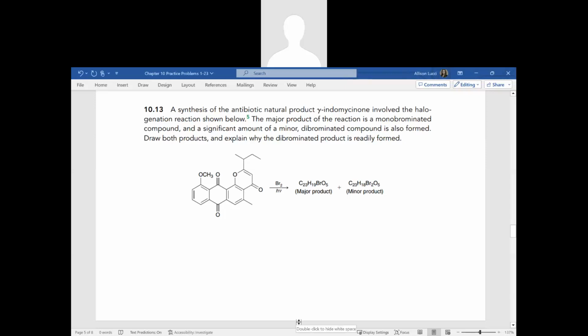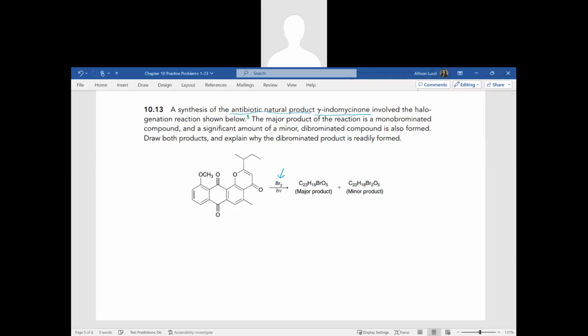Let's take a look at problem 13 from chapter 10. And we're told some information about this antibiotic natural product, this gamma indomycinone, which is shown down here. And this is involved in a halogenation reaction.